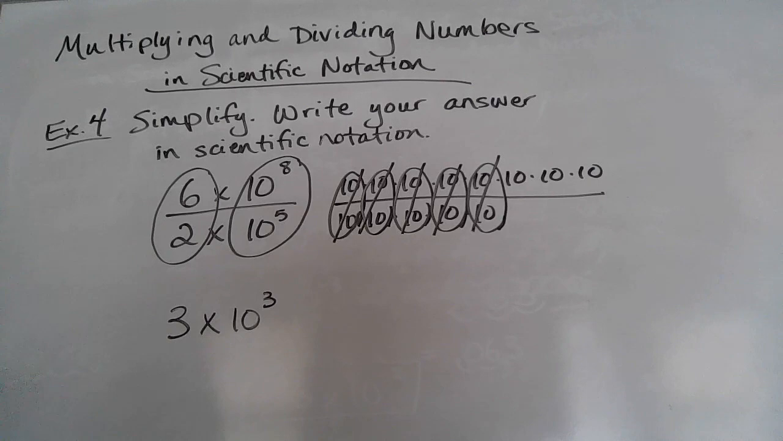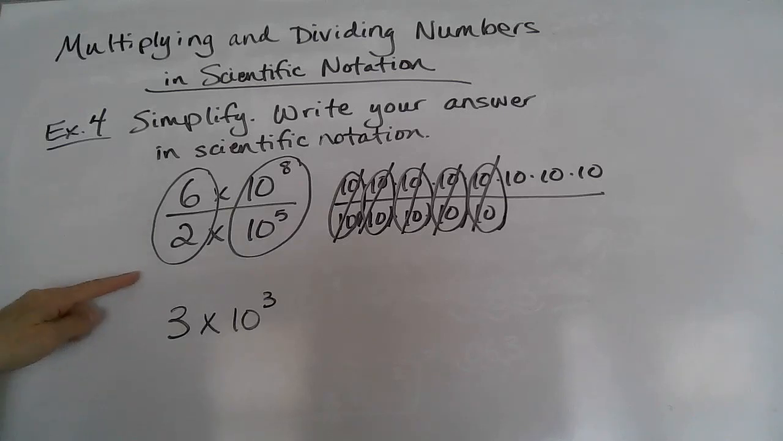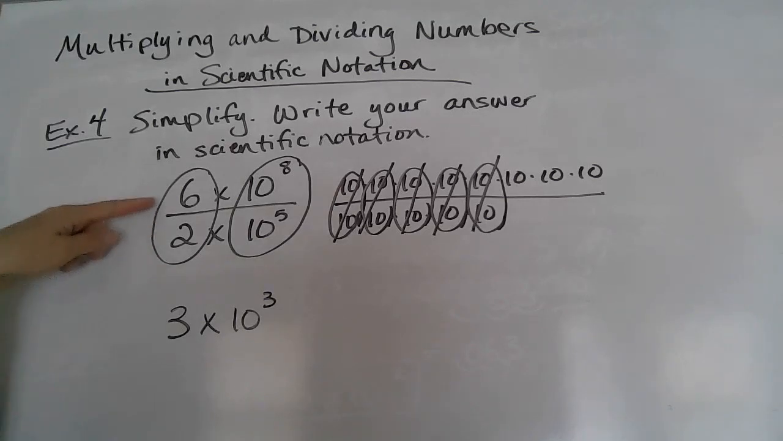So when you divide, separate the numbers and the powers of 10. Divide here. This is not subtraction. This is division. 6 divided by 2 gives me 3. And then we get our power of 10. It's in scientific notation, so we are done.